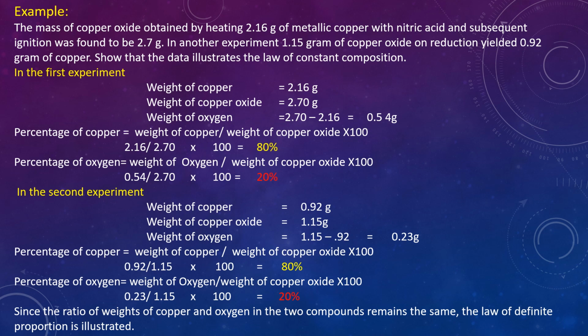Coming to the second experiment, the weight of copper is given as 0.92 gram. The weight of copper oxide is also given, 1.15 gram. And we can find out the weight of oxygen by subtracting the mass of copper from the mass of copper oxide, and it comes to be 0.23 gram. Now we find out the percentage of copper and percentage of oxygen in a similar manner. And in both experiments, the percentage of copper and oxygen is the same. That means in copper oxide, the copper and oxygen are always in the ratio of 80:20.